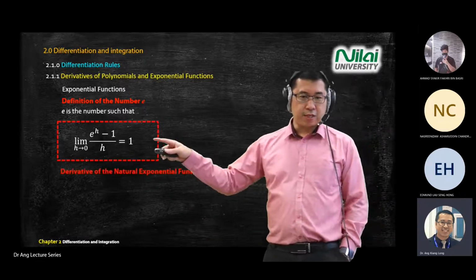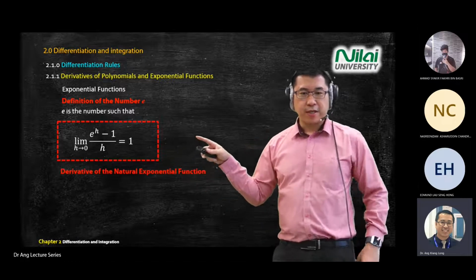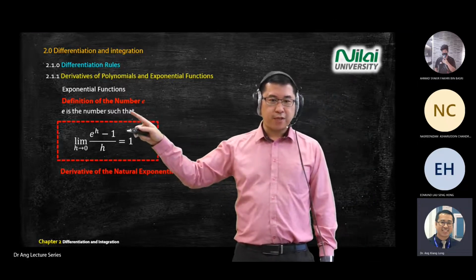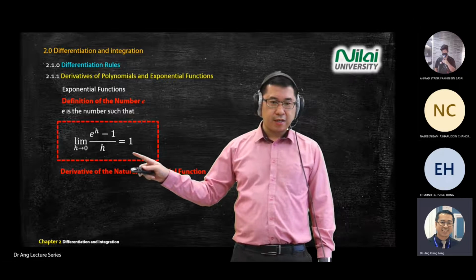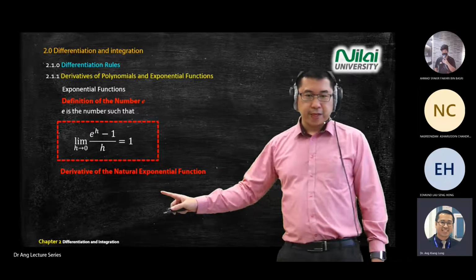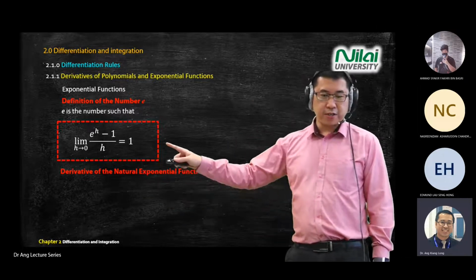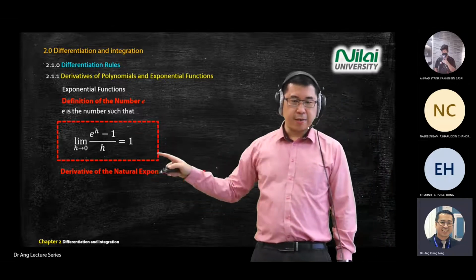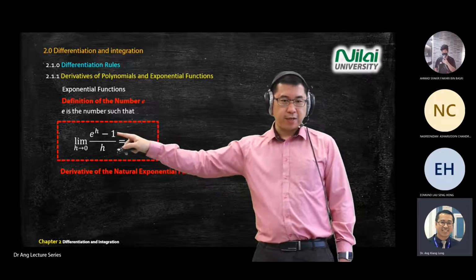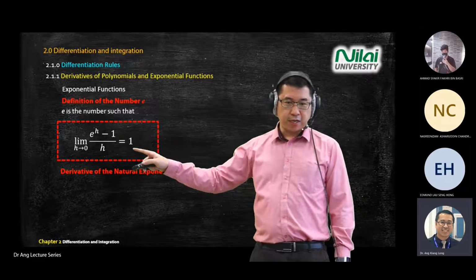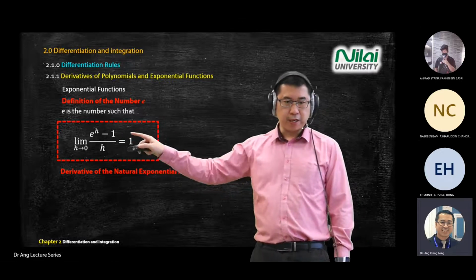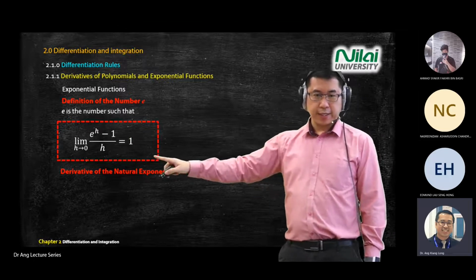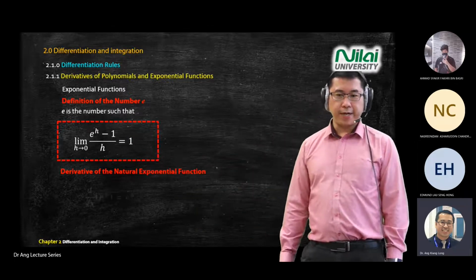So just remember that you have this one equation. When you solve with e, you can use this natural exponential function to define the question. Just remember you've seen this before: e to the power h minus 1 divided by h. You put a limit there, you get 1.